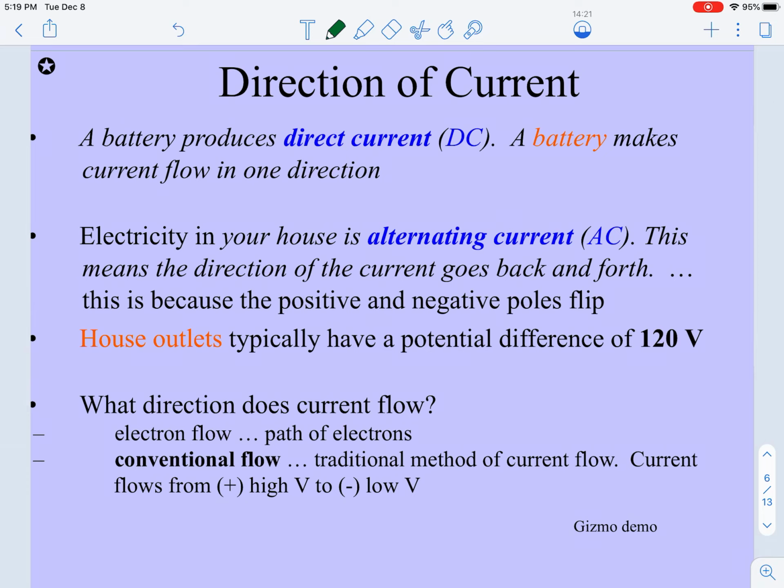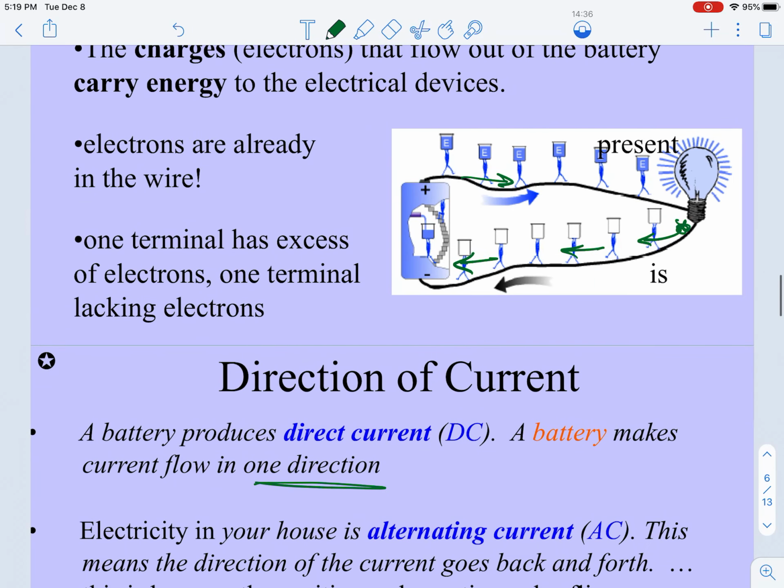So let's cover a couple of vocabulary words here. We have direct current and alternating current. Direct current is often referred to as DC. Alternating current is AC. So DC says that the electrons are going to move through that circuit or through that system following one particular direction.